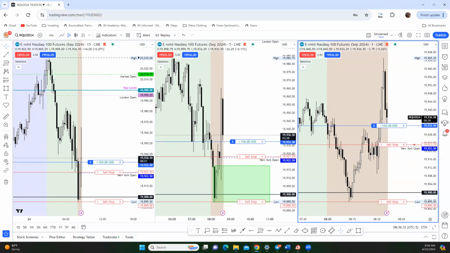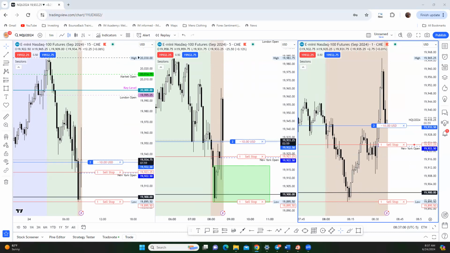I just feel like this is the pullback, but that's why I reduced the risk just in case. And so we're still looking pretty good. First 5 minute close was bullish. It looks like we could go to 20,000 key level. But they're not really breaking any higher since that 5 minute close, so we're just gonna be patient here.